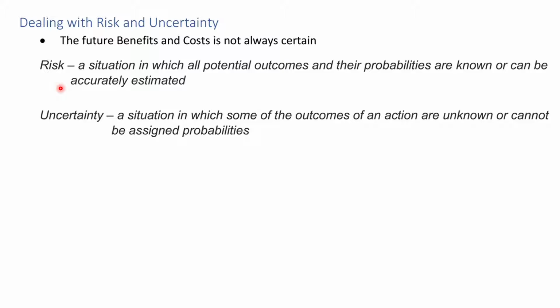Uncertainty is where some of the outcomes are unknown, and even if we know the outcomes, we can't assign probabilities to them because we don't have a good way of estimating the probabilities. Uncertainty is going to create much more of an issue when it comes to decision making in cost and benefit analysis. But let's talk about risk first.